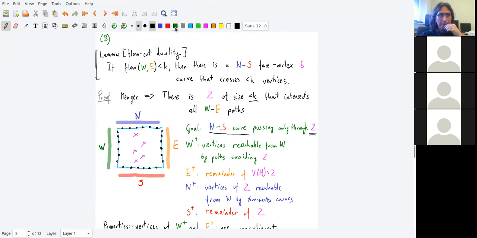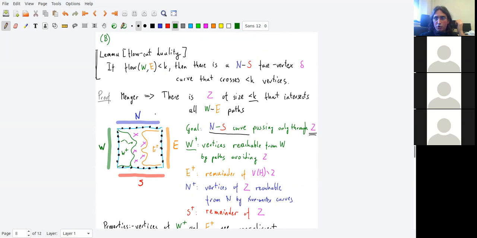First, we will color the vertices. First of all, I will color green, or color west plus, all the vertices of my graph that are reachable from west by paths that avoid Z. So whatever I can reach from the west, not passing through the vertices of Z, this becomes of color west plus. So east plus will be all the remaining vertices apart from Z. So this will be east plus. This is west plus.